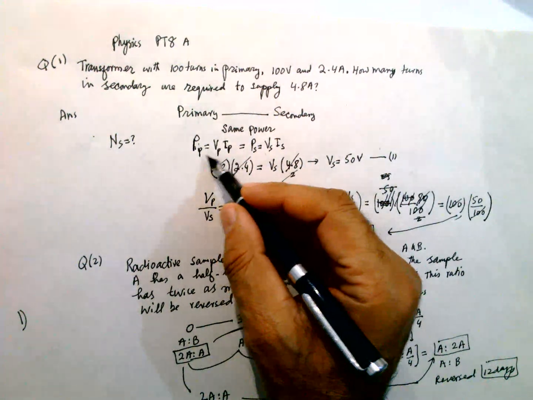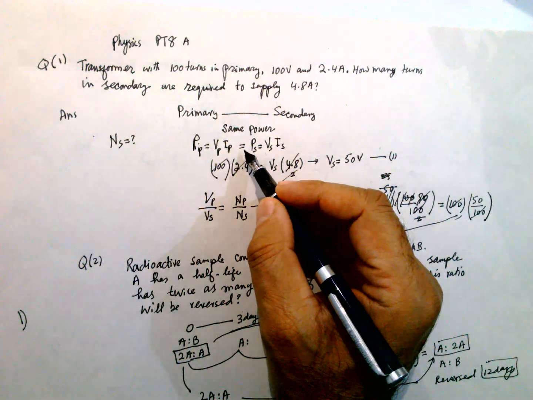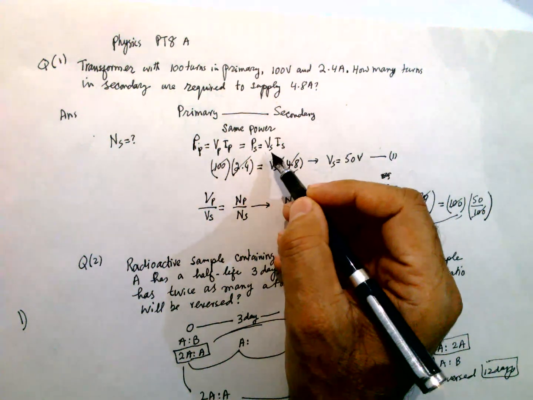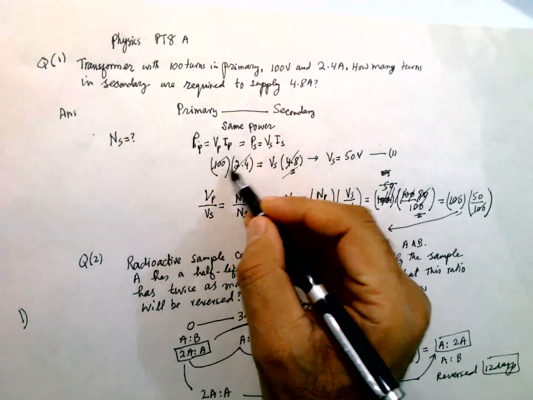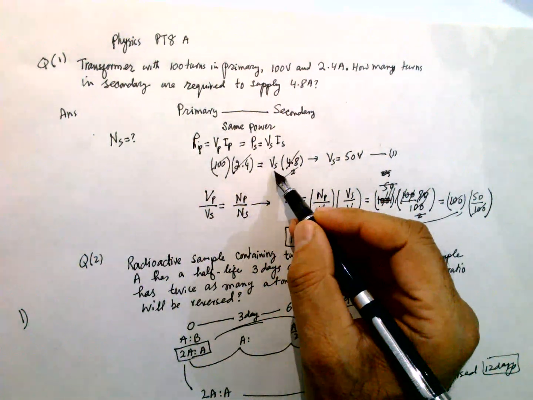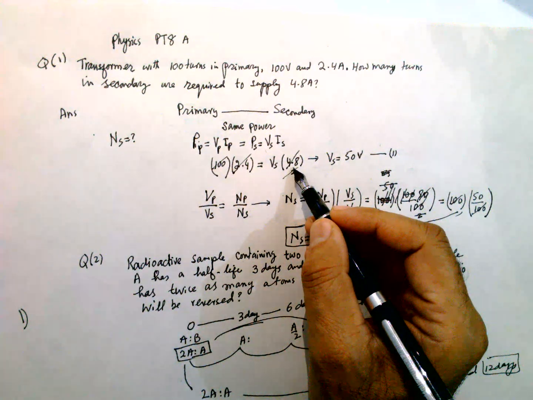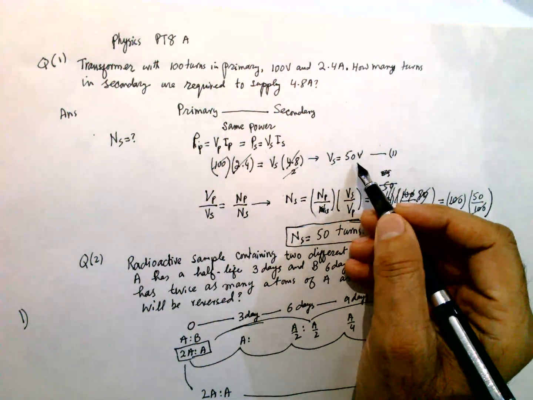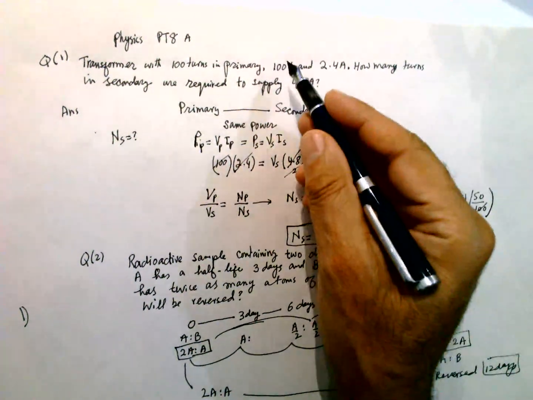So the power in the primary, Vp into Ip, is equal to the secondary's power, Vs into Is. So the voltage and current in the primary is equal to the voltage in the secondary into the current required. So the voltage in the secondary should be 50 volt: 50 volt in the secondary and 100 volt in the primary.